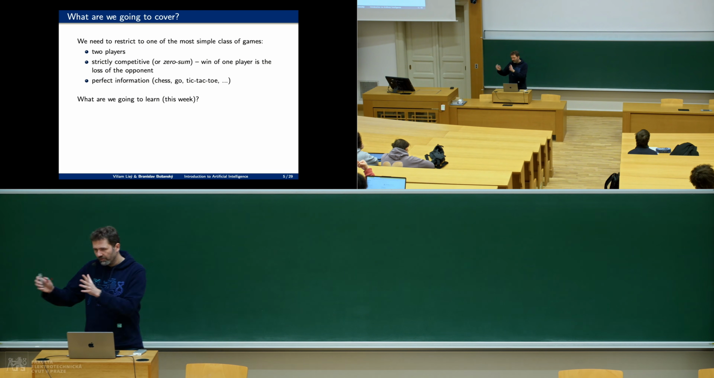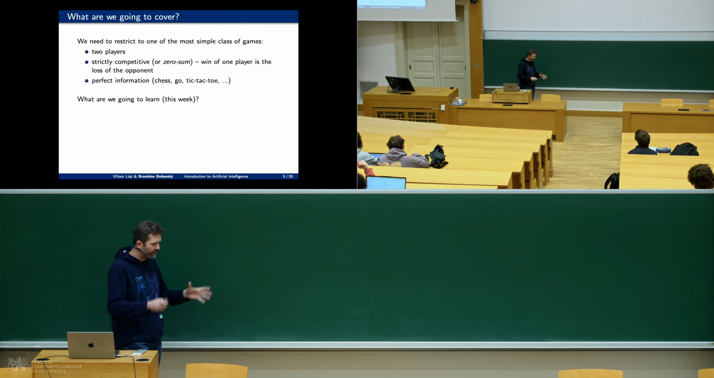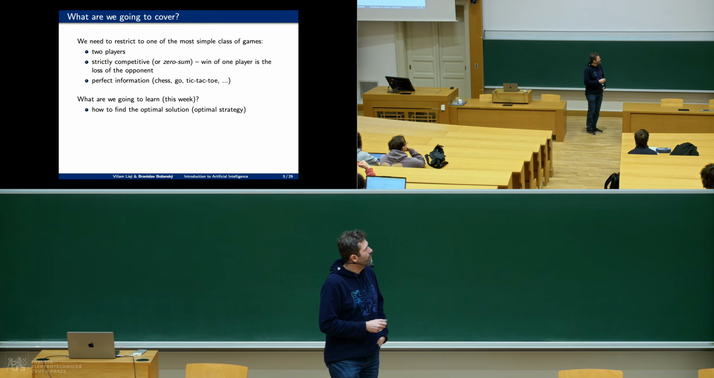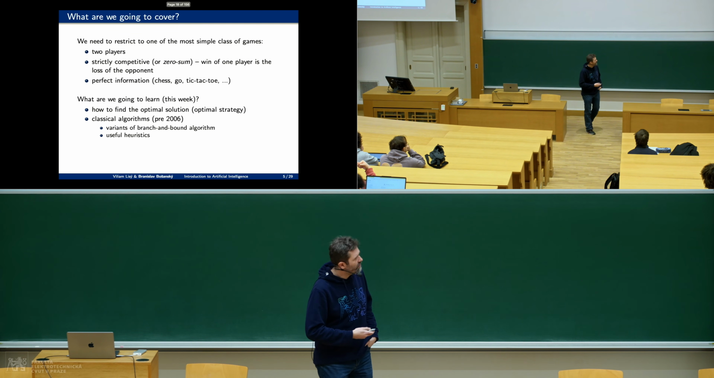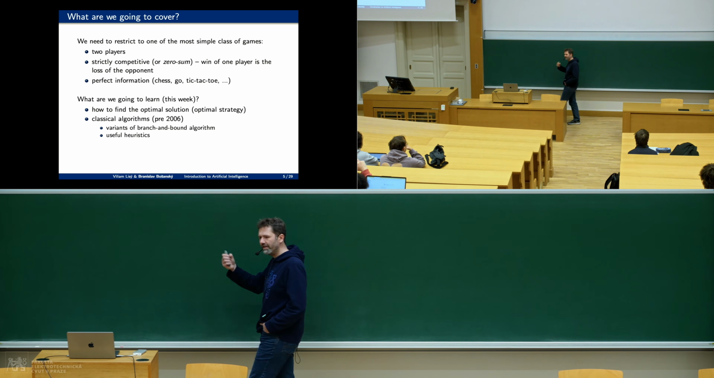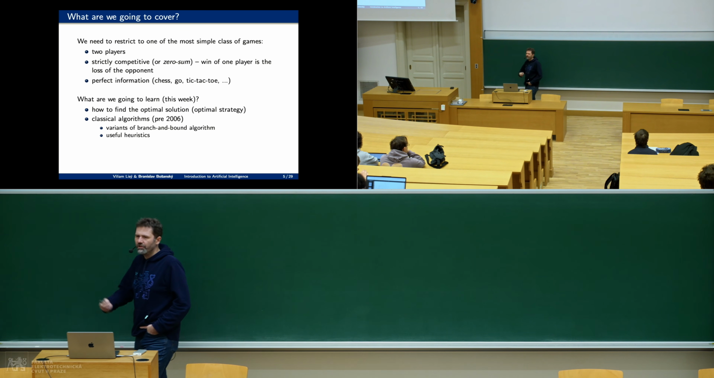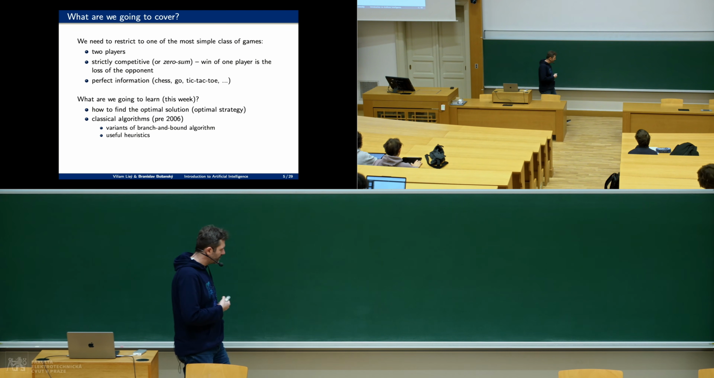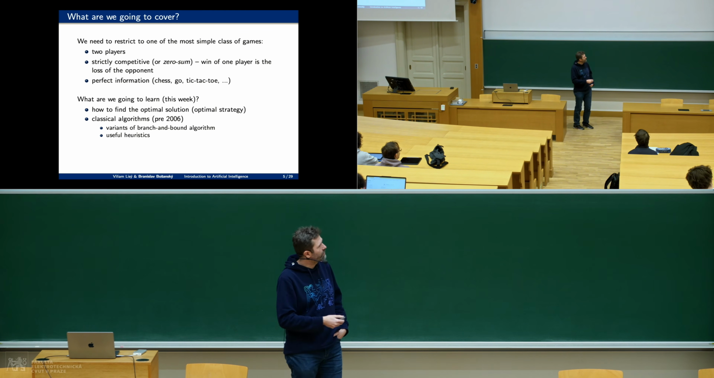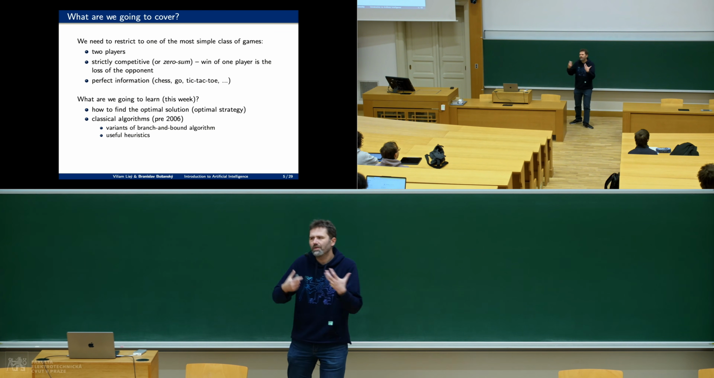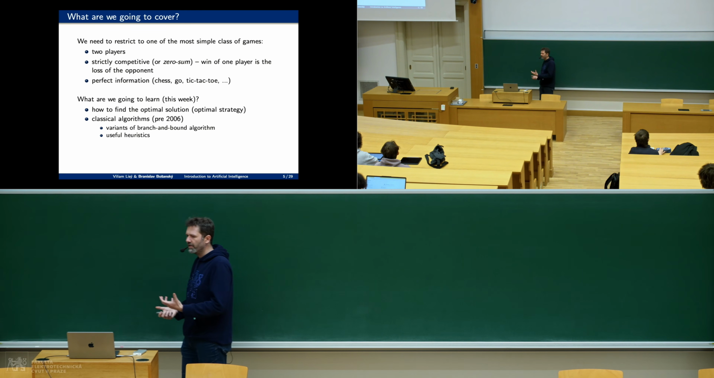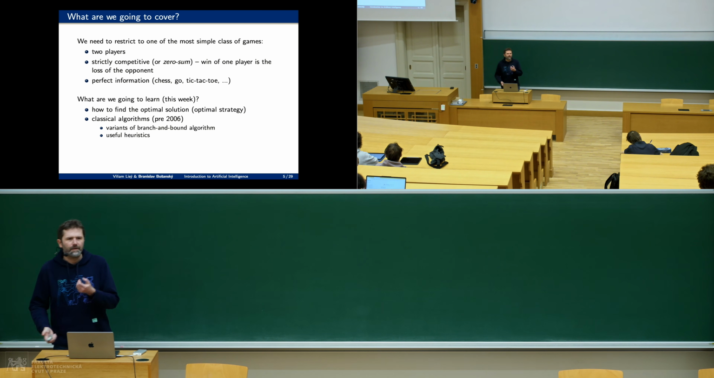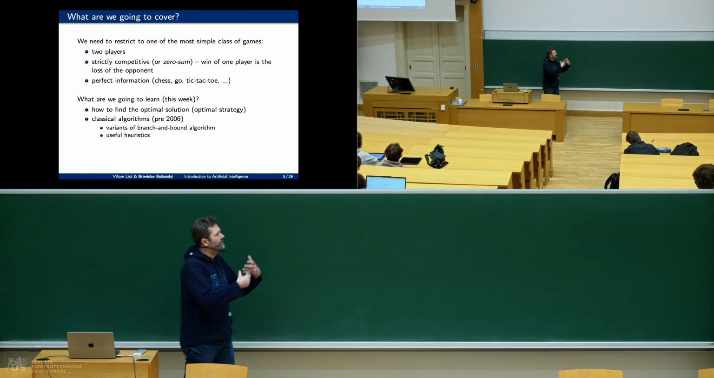So, how did we split the topic of games into 2 lectures? Today you will learn how to find the optimal solution, the optimal strategy, in a classical way, with search-based algorithms, where we will generalize what we learned about search algorithms, and we will introduce algorithms that are variants of branch and bound algorithms. Branch and bound algorithms are a class of algorithms where you try to prune some areas of the search space that you don't want to explore. And we'll see what that means in games.